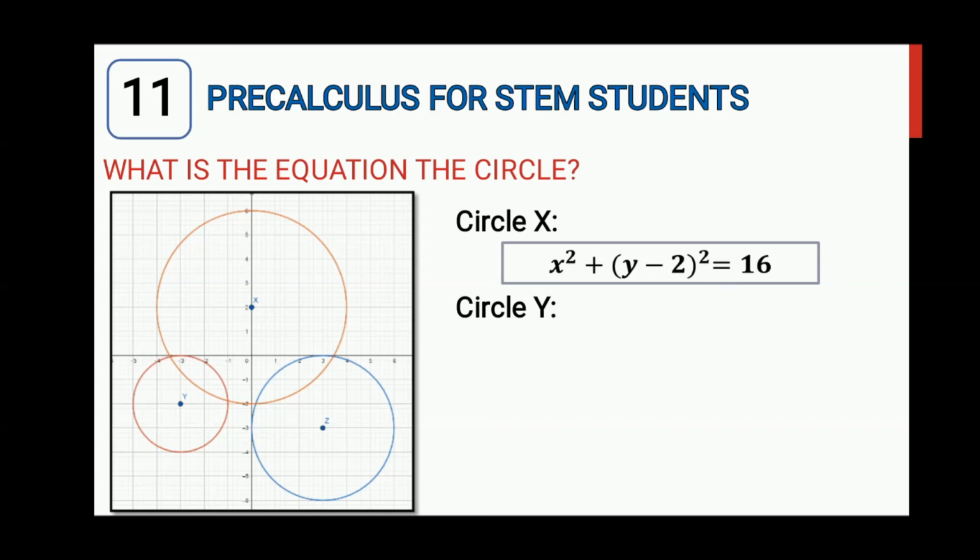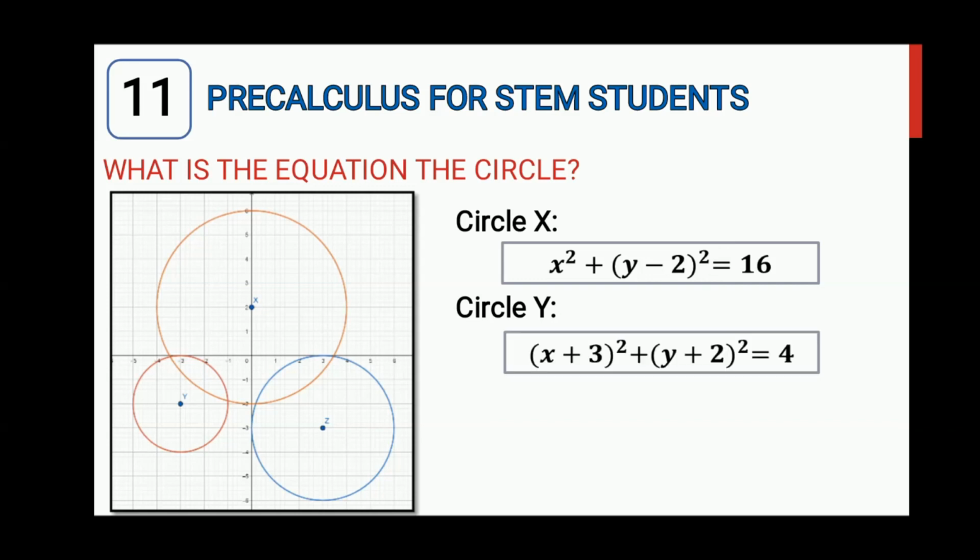How about circle y? Circle y's center is in quadrant 3, so that should be all negative. What is its equation? That's (x plus 3) squared plus (y plus 2) squared is equal to 4, because its center is negative 3, negative 2, and its radius is equal to 2.